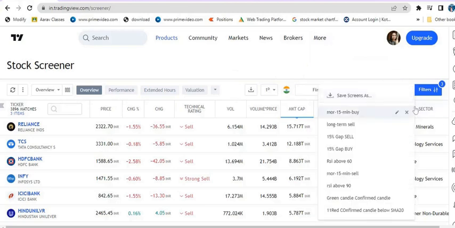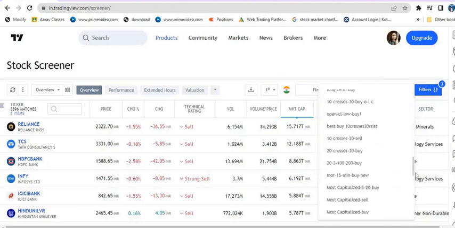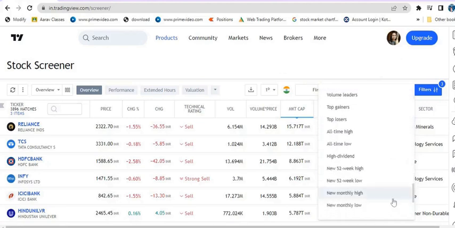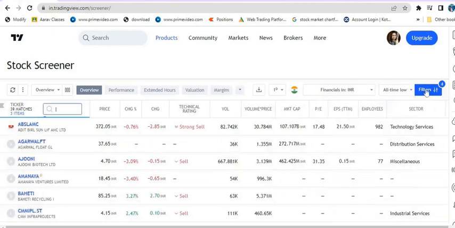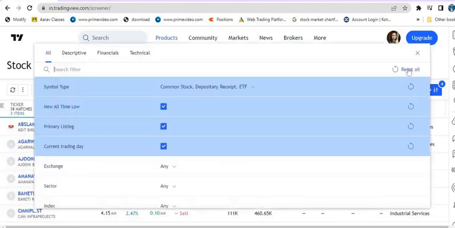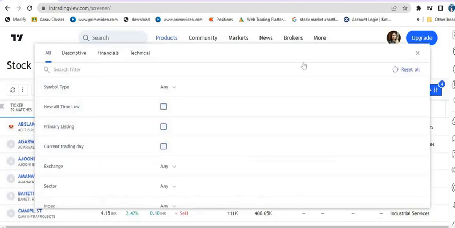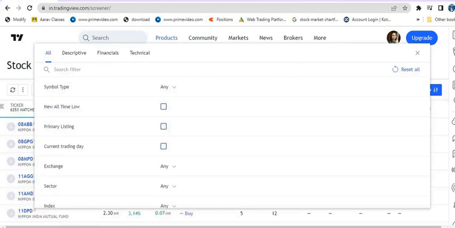Select any screener. There will be predefined screeners. These are all screeners I have defined by myself for different conditions. Predefined conditions are also there by default. Select any screener and click on Filter, Reset all. So here I'll be providing the conditions for selecting the sell stocks. We have already reset the conditions, but first I'll explain the conditions for downtrend.